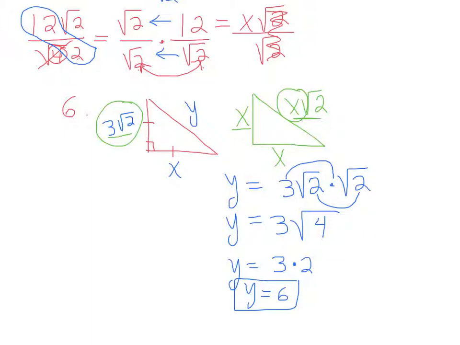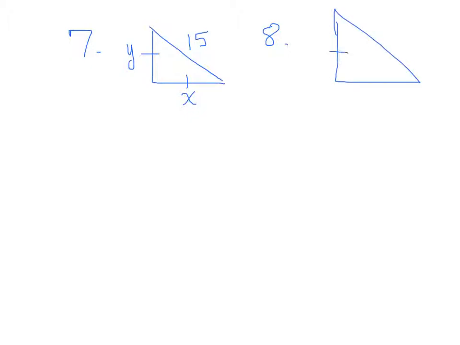Yes, okay. Now let me give you 2 examples. Number 7. Try number 7. If the hypotenuse is 15, what is x, what is y? And number 8. If the leg is 2 square root of 3, what is x and what is y? Okay, so try those 2 and then we'll check the answers for those 2.